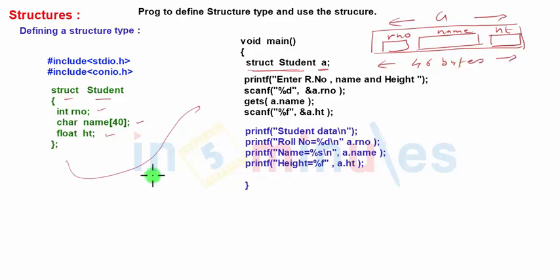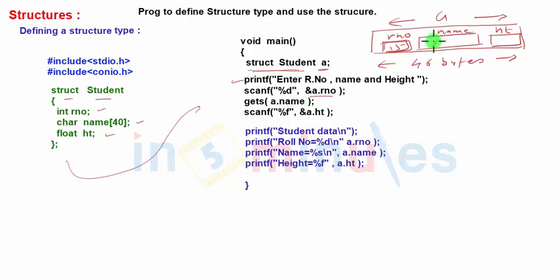Now we need to do some data input output in the structure. As usual, we write a printf command to give the message enter roll number, name and height. To input the roll number, it is a.rno we will input. Suppose the input was 15. Then gets to input the name. Because name is a string, we need to write gets in brackets with the array name, but the array itself is a part of a structure, so we need to write gets a dot name.